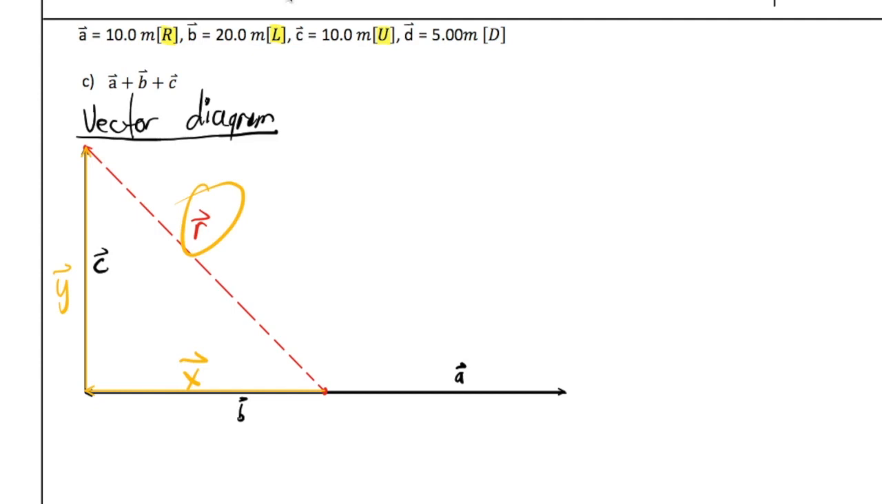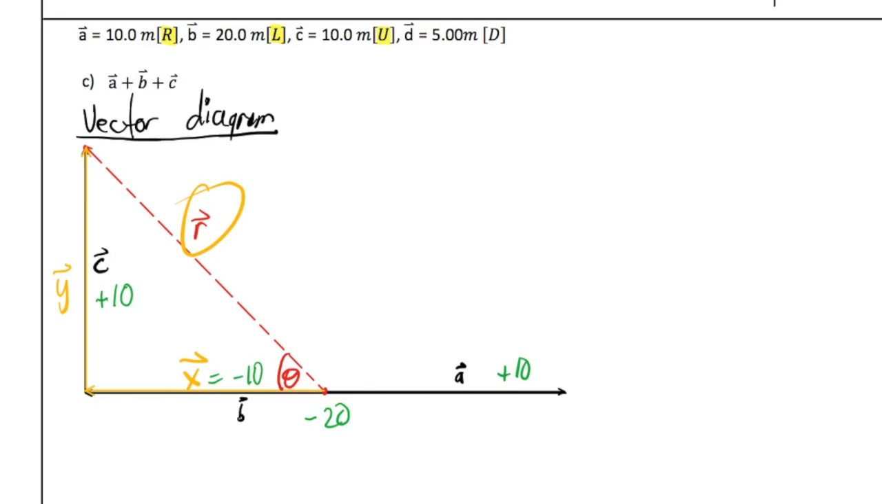Logically speaking, and let's take a look at the numbers, we know vector A was positive 10, and we know vector B was negative 20. So that makes vector X negative 10. How did I get negative 10? Well, I took A plus B. 10 plus negative 20, that's negative 10. And vector Y is pretty easy because it's just the same as vector C. And it's positive 10 because it's going up.